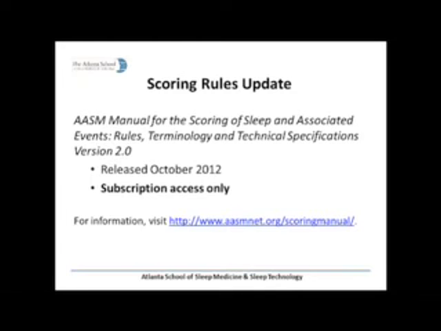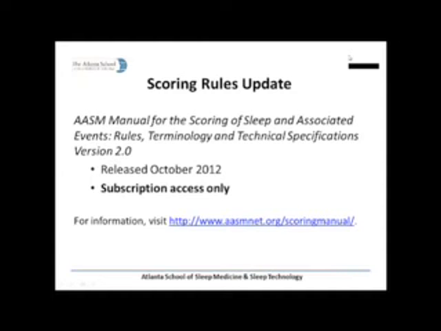As you know, the American Academy of Sleep Medicine in 2007 published the Manual for the Scoring of Sleep and Associated Events with their stated intention that this would be an ongoing work, and it's proving to be that, with the first revision, what they're calling version 2.0, having been released at the beginning of October 2012. The entire manual is now available in digital form through the Academy website.